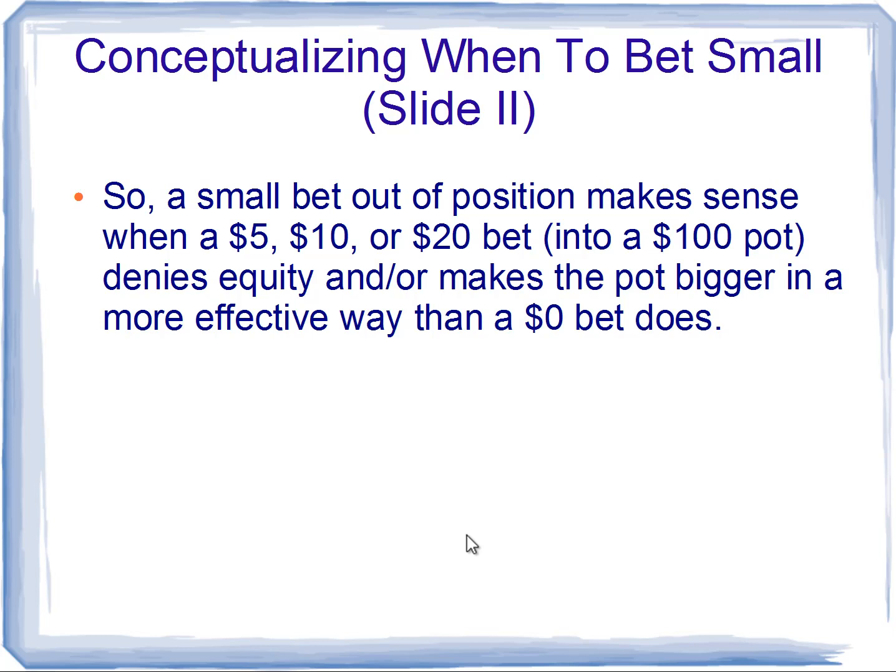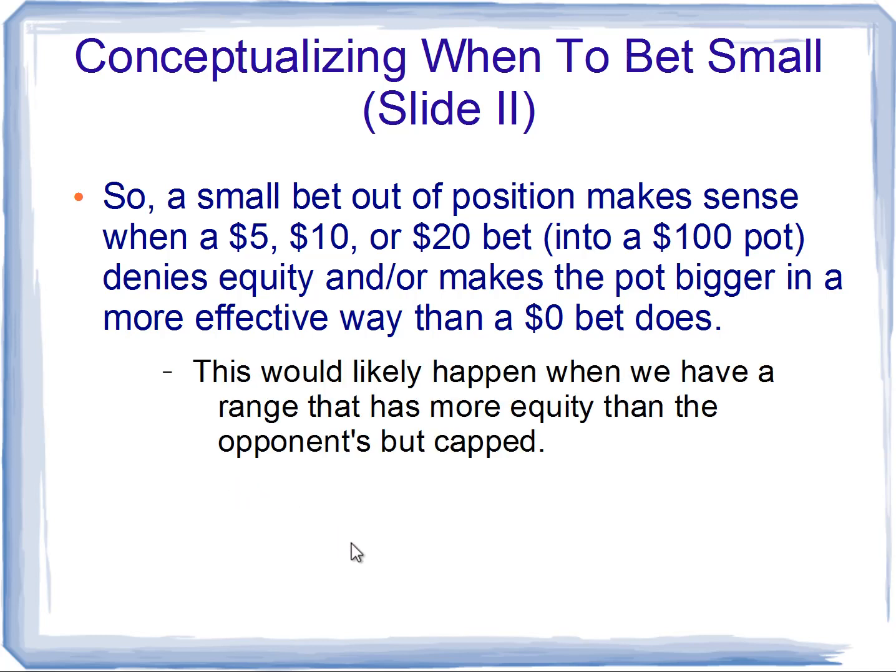Pause for a moment and try to come up with an example or conceptualize when a $10 bet into a $100 pot is going to be better than a check or a $0 bet into a $100 pot. And seriously, mad props if you can figure this out and you haven't seen it or thought about it before, because I don't think it's intuitive at all. So pause for a moment and think and try to do it.